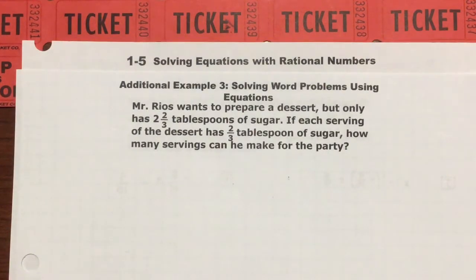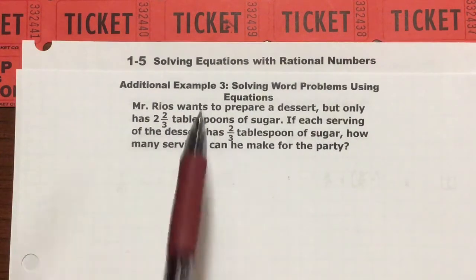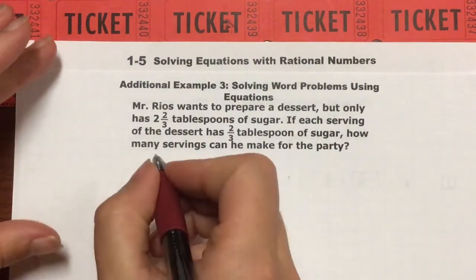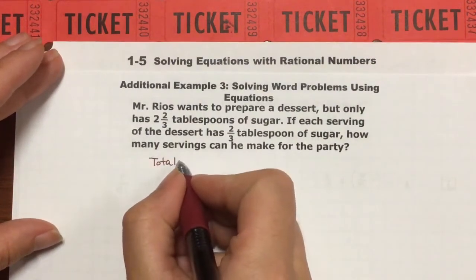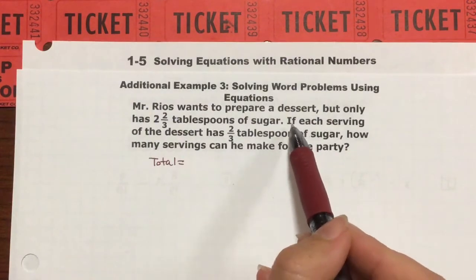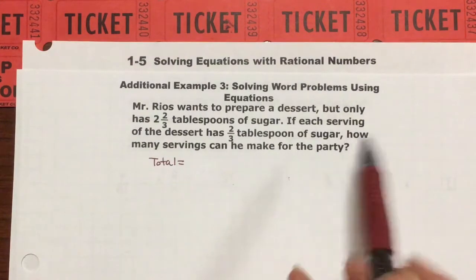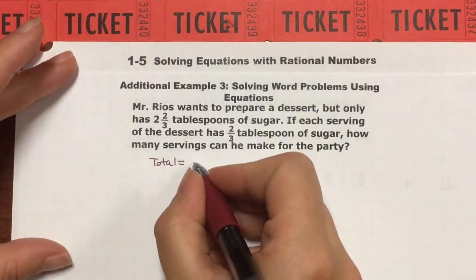So what do we know? Well, Mr. Rios wants to prepare a dessert, but only has 2 2/3 tablespoons of sugar. So that's like the total amount. All right, so we know the total. And the total amount is made up of what? Well, it's made up of servings, right? If each serving of the dessert has 2/3 tablespoons of sugar, so we know the amount of the serving, right?